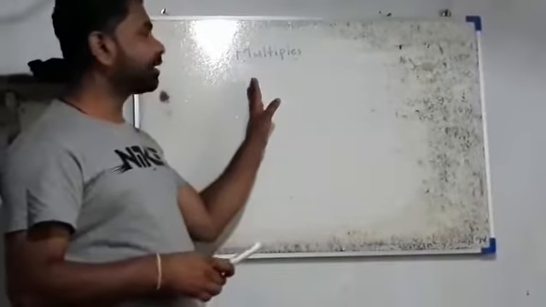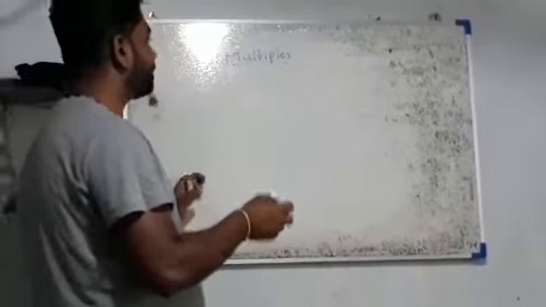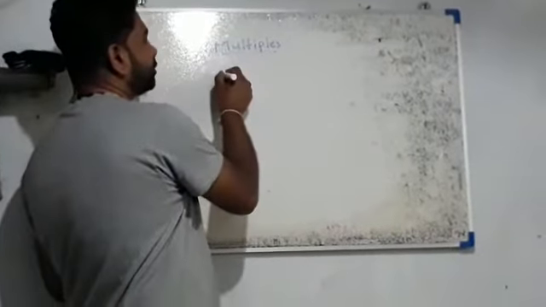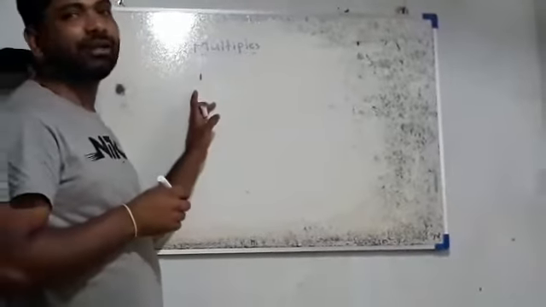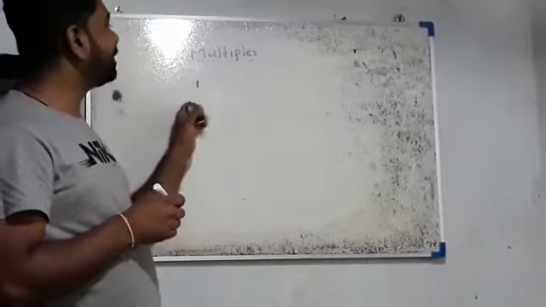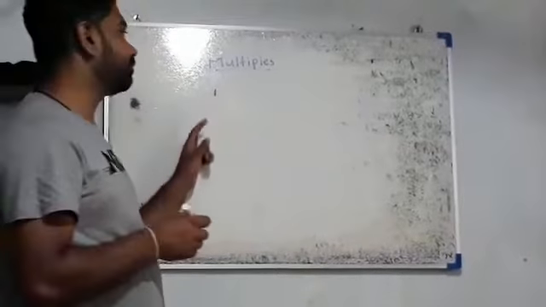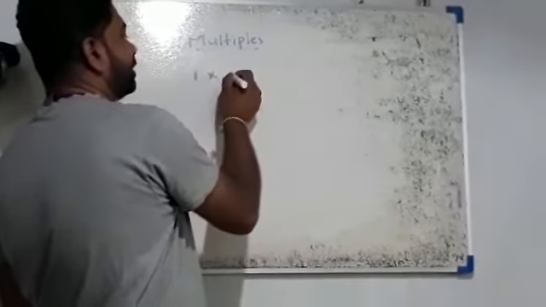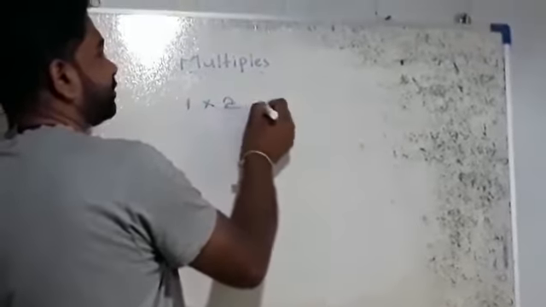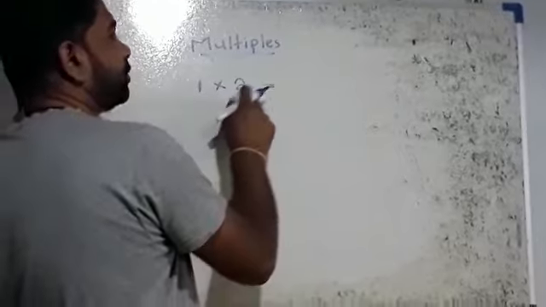Okay, multiples. So look at this example. I have 1. This is a whole number, not a decimal number. 1 is a whole number. This number I multiplied by another number. 1 into 2 is 2.